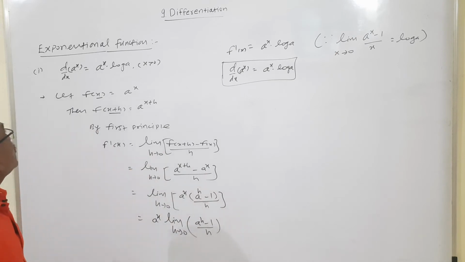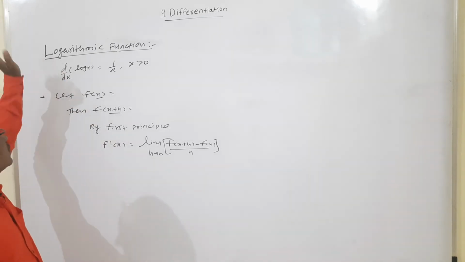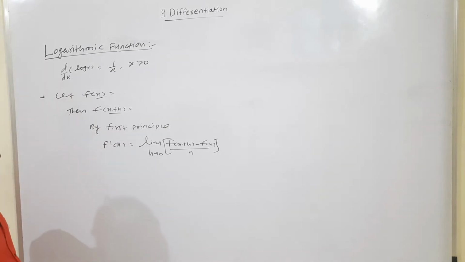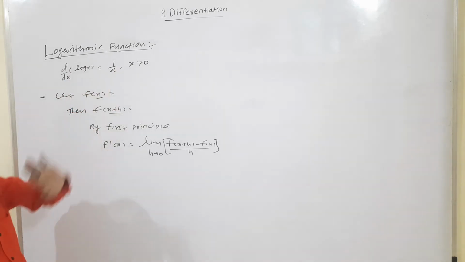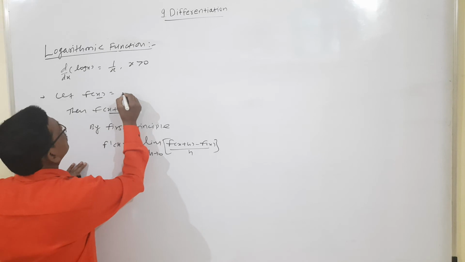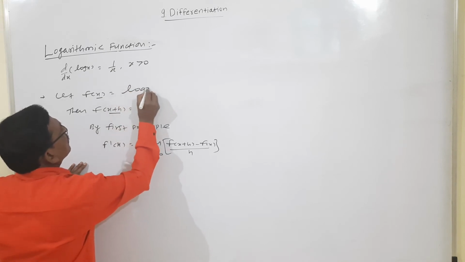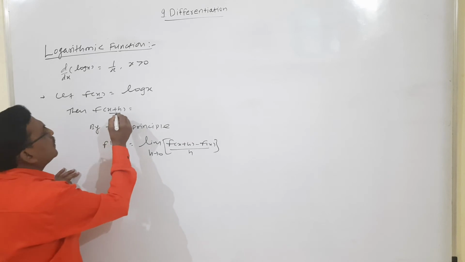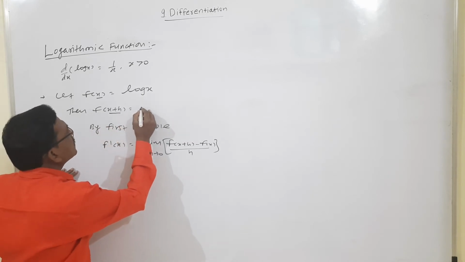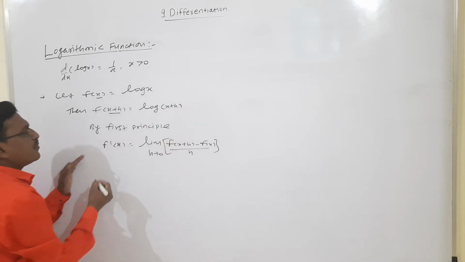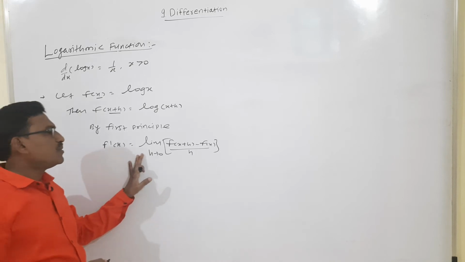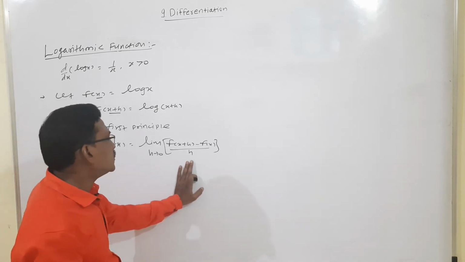Now we take the next standard function, the logarithm function, and its derivative. The derivative of log x is 1 by x, where x is positive. So let the function f of x be log x. We put f of x plus h, where there is x, x plus h, so log of x plus h. By first principle, f dash x equals limit of f of x plus h minus f of x upon h as h tends to 0.